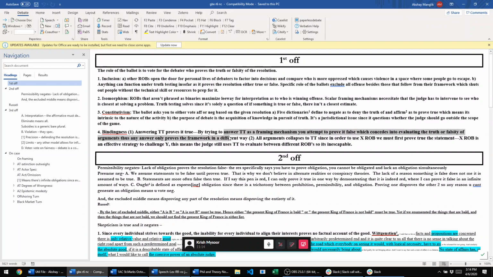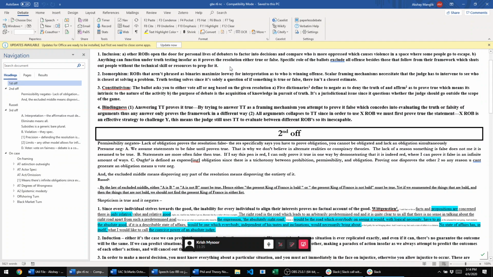And so neither of these points proves a collapse argument, because they're about proving the truth or falsity of something else, i.e. of a roll of the ballot, or some different conditional, whatever. But none of those are responsive or reasons for why we should evaluate the truth or falsity of the resolution specifically. So that was obviously a bit of time.